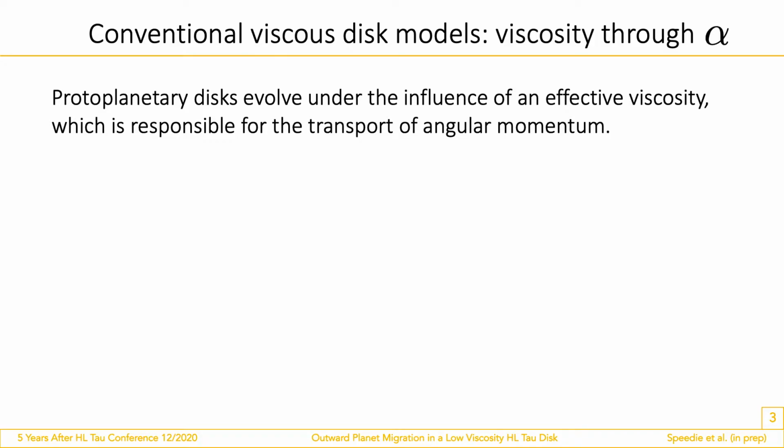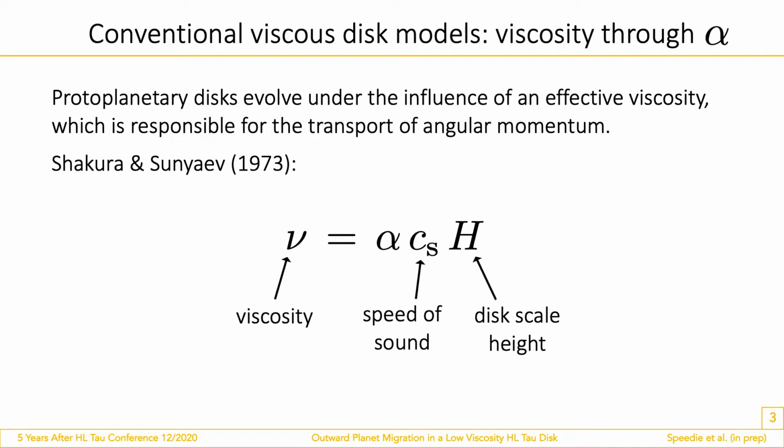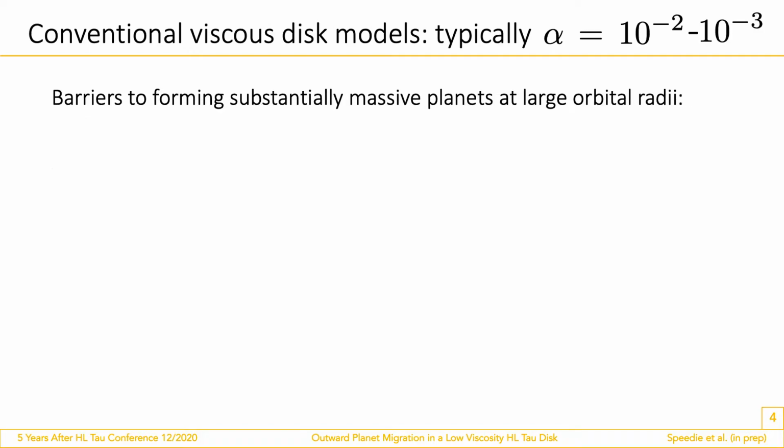Current planet formation theories assume that protoplanetary disks evolve under the influence of an effective viscosity, which we are attributing mainly to the magnetorotational instability, MRI. This viscosity is what transports angular momentum outward, allowing most of the disk mass to move inward and accrete onto the star. Following the Shakura and Sunyaev prescription, we express the viscosity, nu, as alpha, which is just some unknown number, times Cs, the isothermal speed of sound, times H, the gas scale height. By changing the alpha parameter, we change the viscosity. And the viscosity is crucial to how the disk evolves, but it also has important consequences for planet formation.